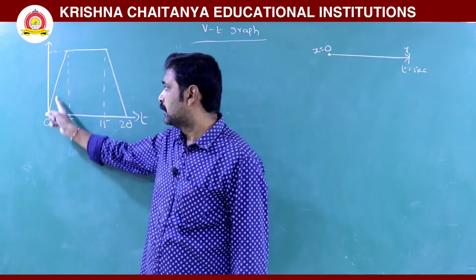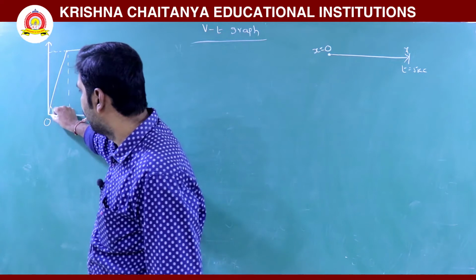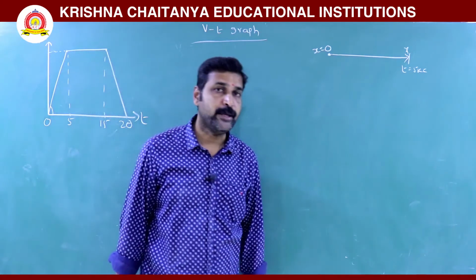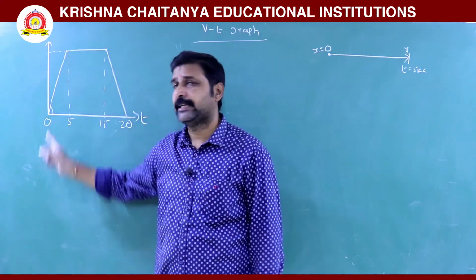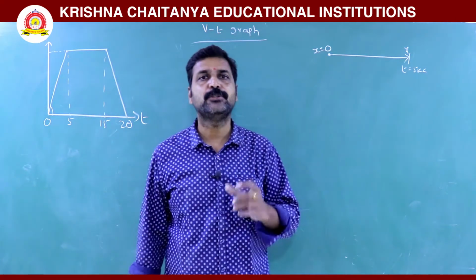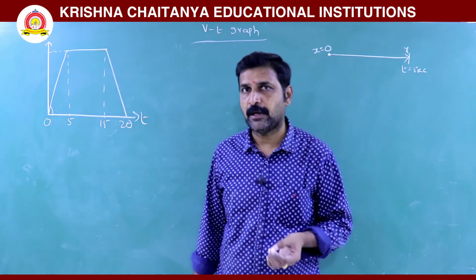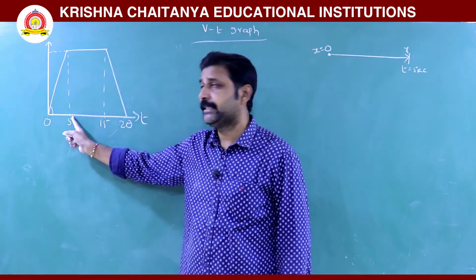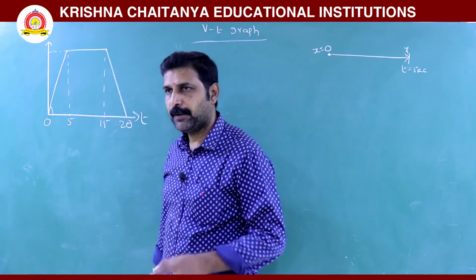The slope of this graph, the slope everywhere, is constant. Why? Because it is a straight line. Slope is constant. So the displacement-time graph slope gives what? Velocity. Displacement-time graph slope gives velocity. So from 0 to 5 seconds, velocity remains constant and it is positive.